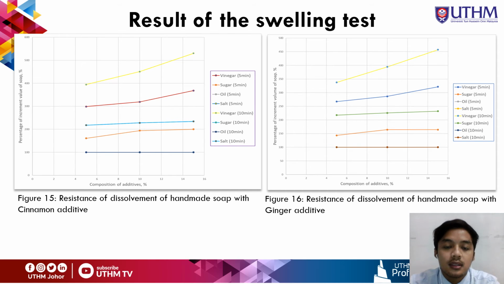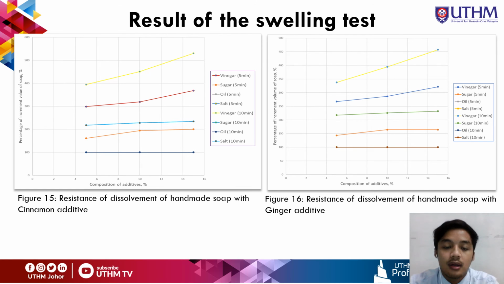Okay, so the figure for the cinnamon additive shows that the vinegar with the 10 minutes stirring time produces the highest percentage of increment of volume of soap compared to the vinegar with the 5 minutes stirring time. This also applies in the ginger additive figure, where we can see that vinegar with the 10 minutes stirring time produces the highest percentage of increment of volume of soap compared to the vinegar with the 5 minutes stirring time. And it is the same as the sugar solution.